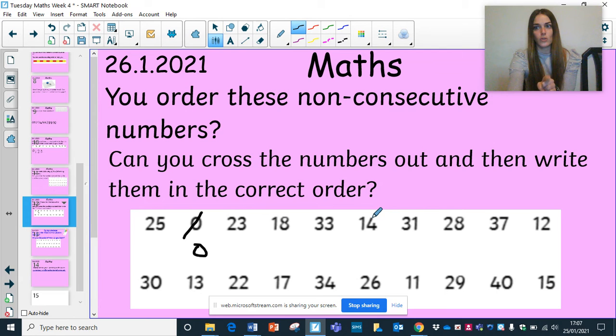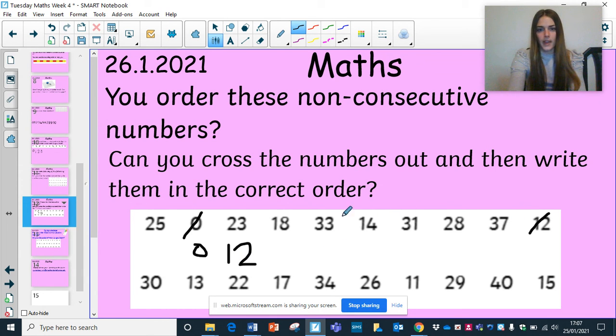14 is smaller, so remember you can use a number line to help you or the number grid on this slide to help you for this. 14 and 31. 14 still smaller, keep going. 28. 14 still smaller. 37, oh, that's quite a big number, not that one. 12, oh, 14 and 12. So hopefully which one is bigger and which one is smaller? So we want the smallest number first. Which one is smaller out of 14 and 12? Hopefully you know it is 12. So we cross that out and we can continue writing our numbers.